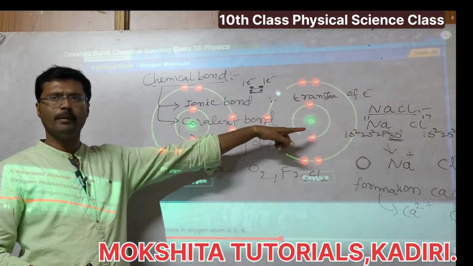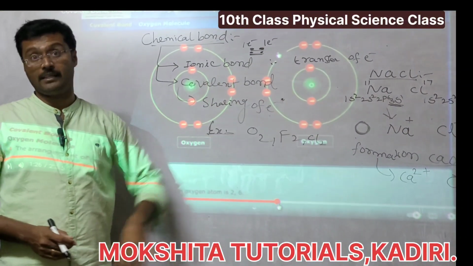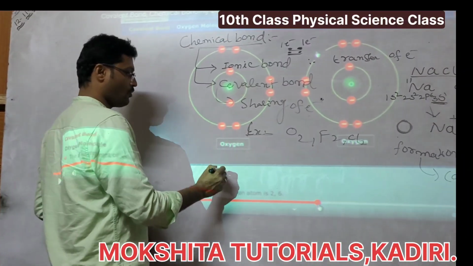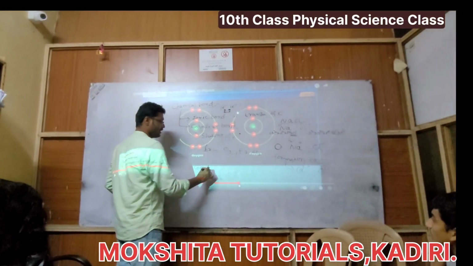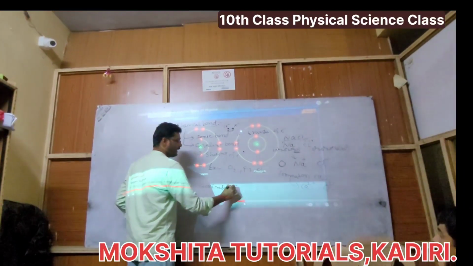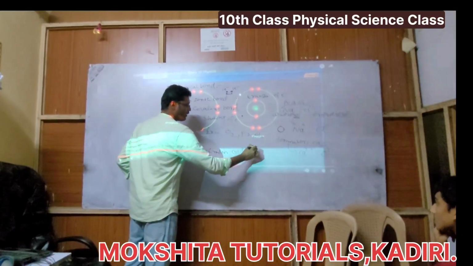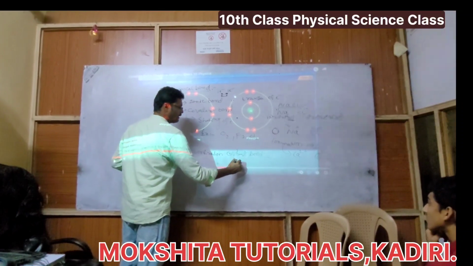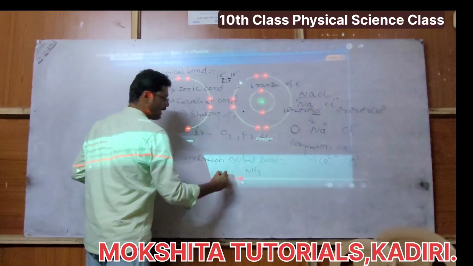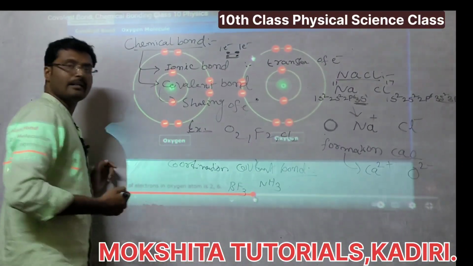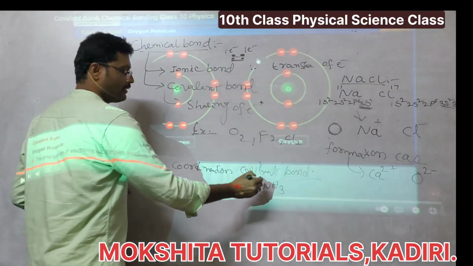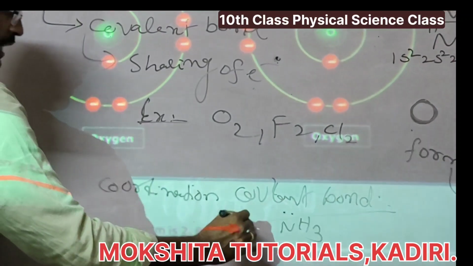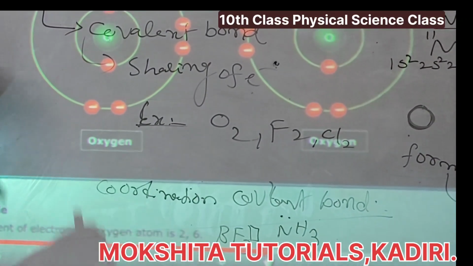So ionic bond is formed by transfer of electrons, and there is one more type of bond, that is coordination covalent bond. In the case of coordination covalent bond, the example is ammonia and boron trifluoride. We already know that ammonia consists of one electron pair, but boron trifluoride consists of an empty orbital.